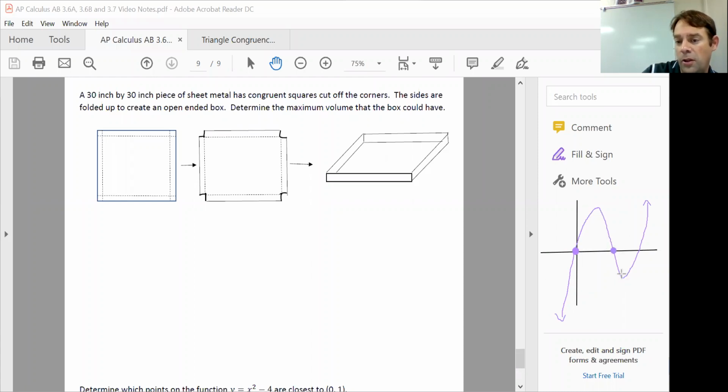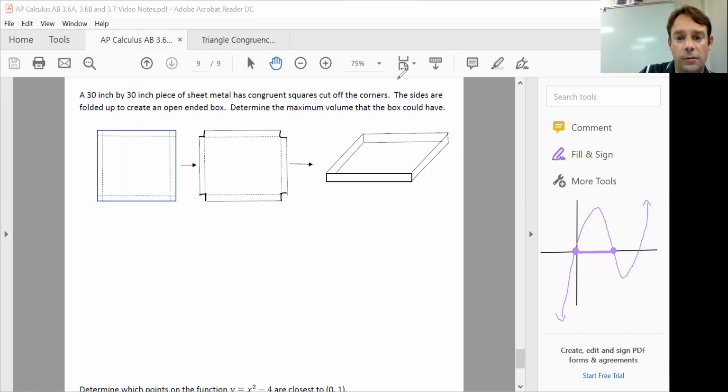The reason being, any value outside of that range is going to give me a negative length somewhere. It could be a negative height, negative length, or negative width. So I need to make sure that my domain is always in between the 2 smallest x-intercepts. So let's take a look at what's going on here.